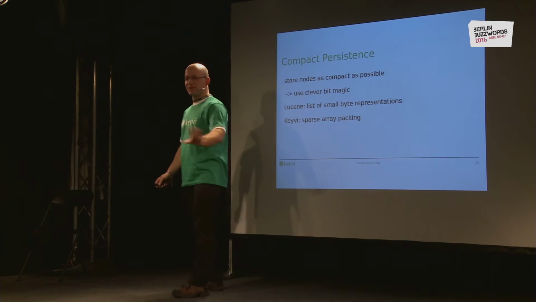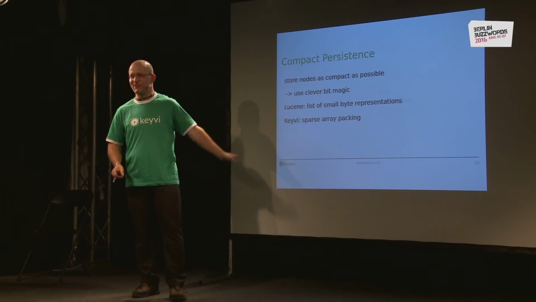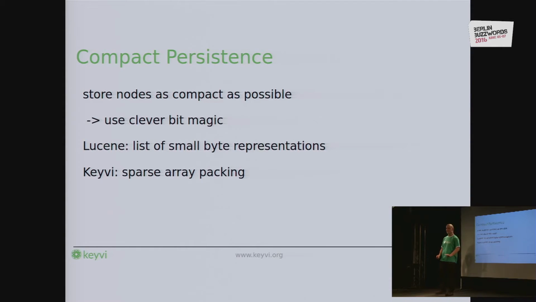I'm not sure if there are some Lucene folks here, but you know this kind of thing, right? Lucene has finite state transducers deep in Lucene somewhere. And we can compare Keyvi and the Lucene implementation a little bit. And we have to somehow solve the persistence problem. What we need is some kind of clever bit logic, and Lucene is also doing it quite cleverly.